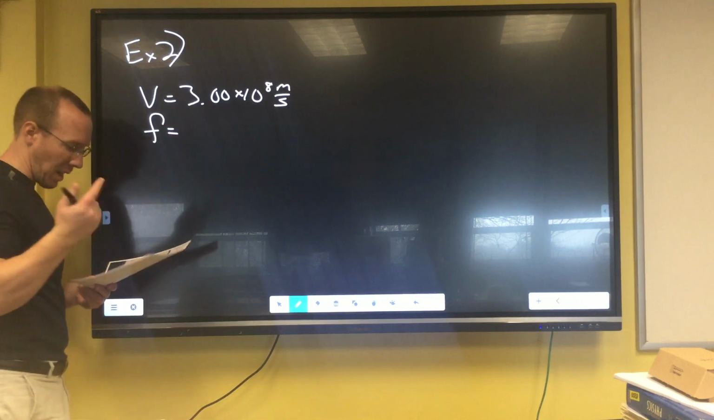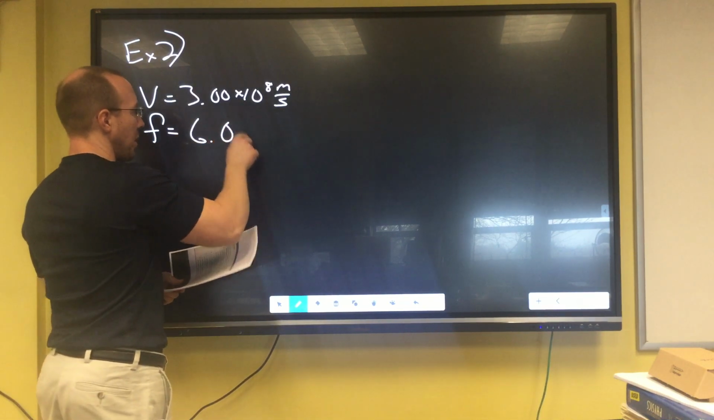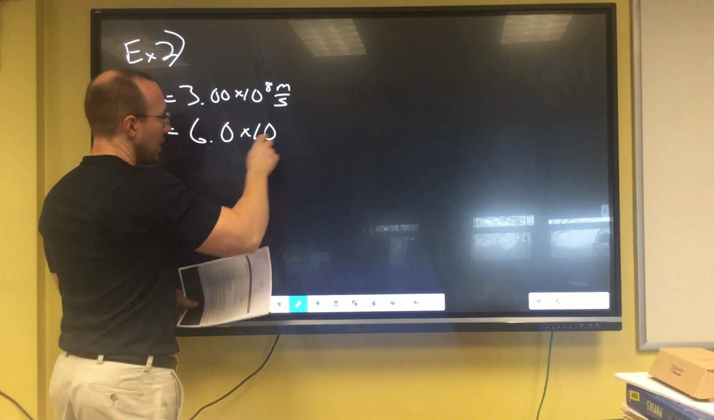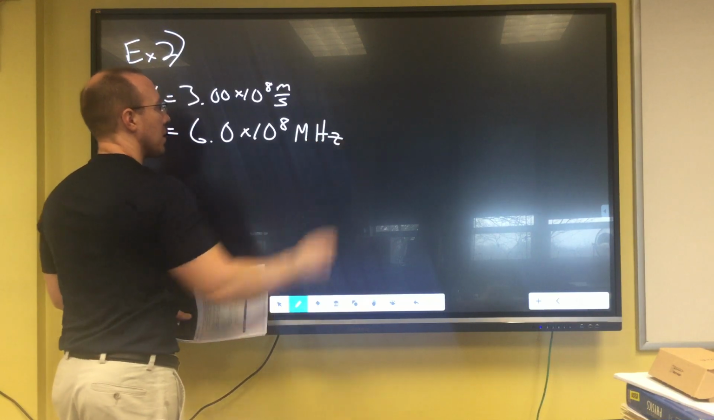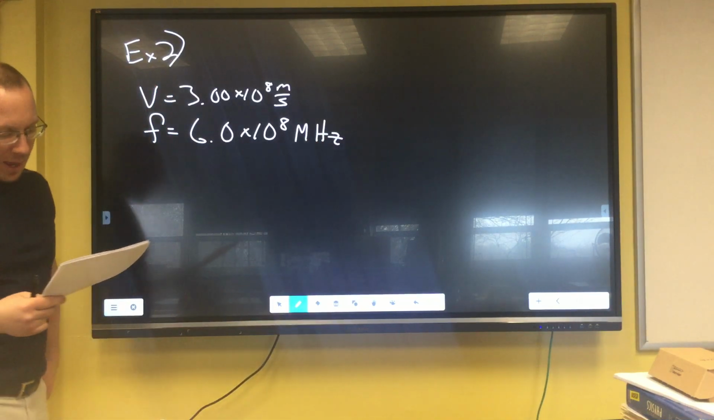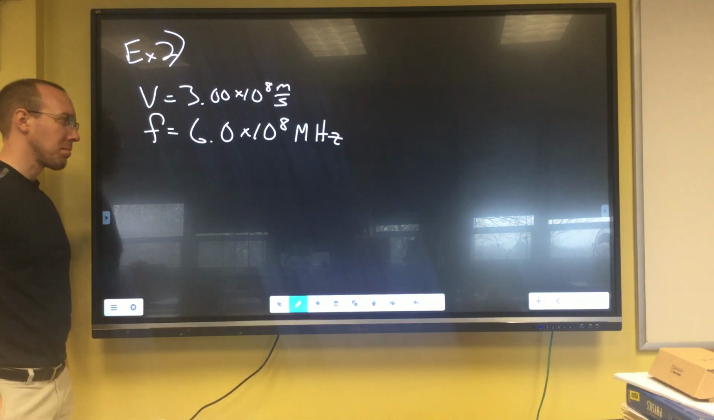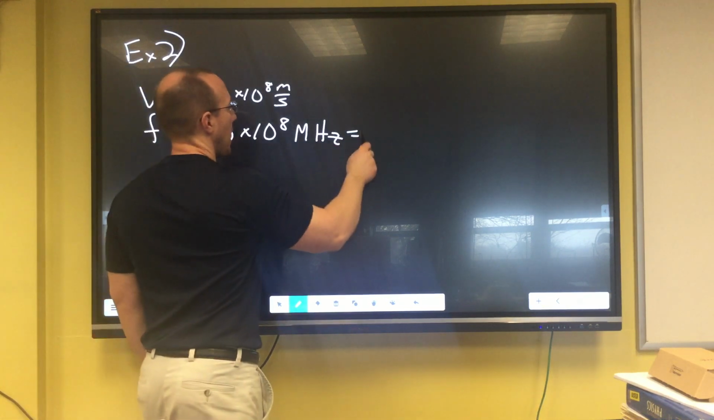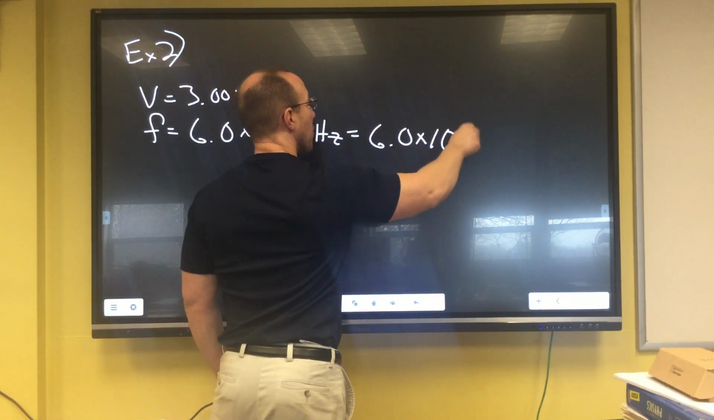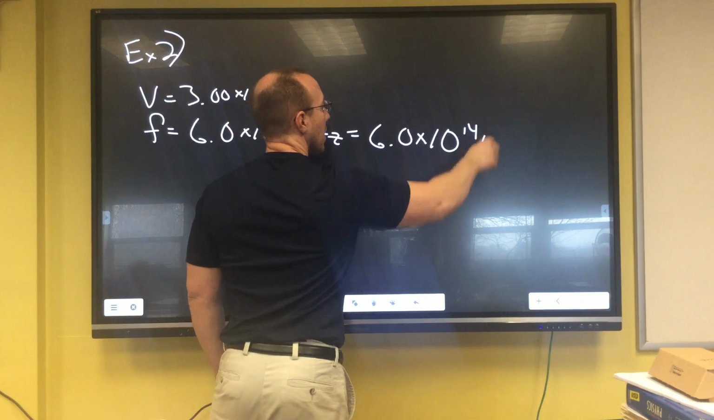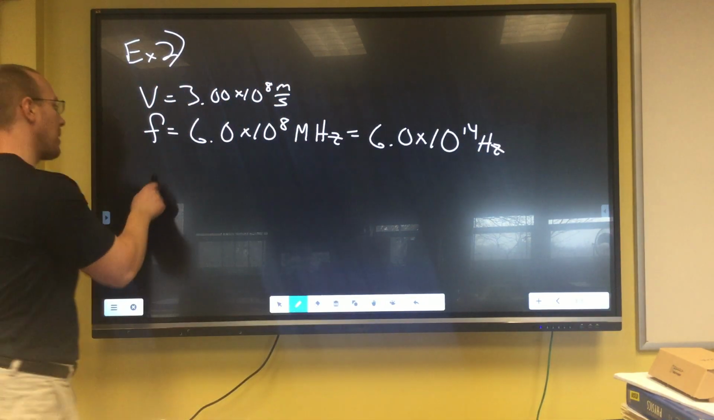So it gives us a frequency. I'm only going to do one. Visible light. Visible light has 6.0 times 10 to the 8th megahertz. Now mega means times 10 to the 6th. So this would actually be 6.0 times 10 to the 14th hertz. And we're finding the wavelength.